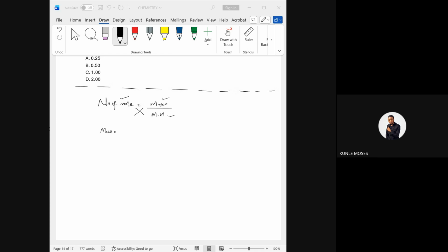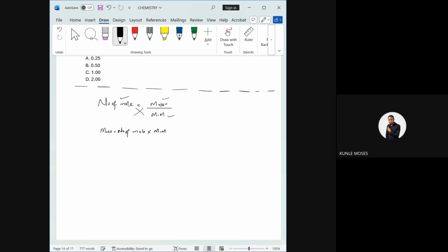Number of mole equals mass over molar mass. So if they ask you to find your mass, you simply make your mass the subject of the formula. So mass will be equal to what? Number of mole multiplied by molar mass, isn't it? So it's very simple.